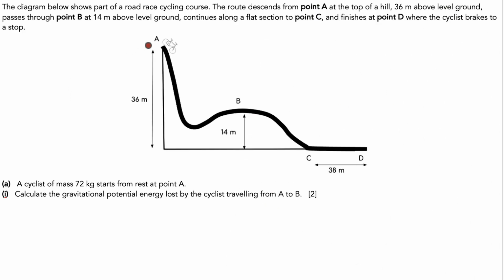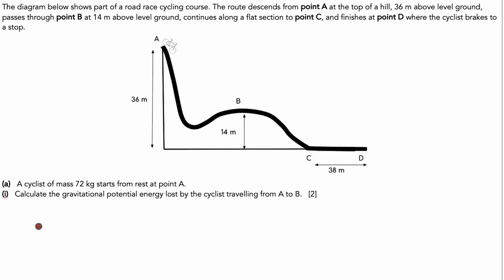Okay, so this question starts off with a cyclist here at the top of the hill. It's going to go on the way down. Has this bump here that is part of a circle, and then down to where it's flat between C and D. It says, first of all, calculate the gravitational potential energy lost by the cyclist traveling from A to B.